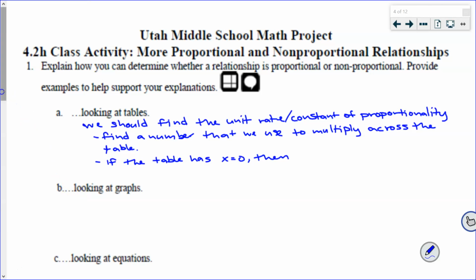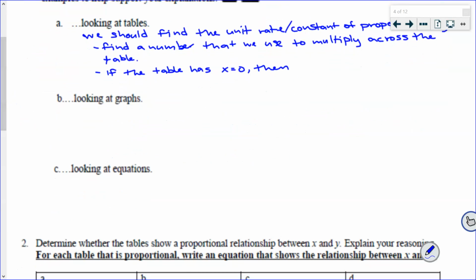When I'm looking at a graph, how can I look at that graph and tell if it's proportional or not? Leah? I'm going to change just one thing. It doesn't have to start at the origin, but it has to go through the origin. Yep, so linear, which means it's a straight line. That can go through the origin. So think about that then.